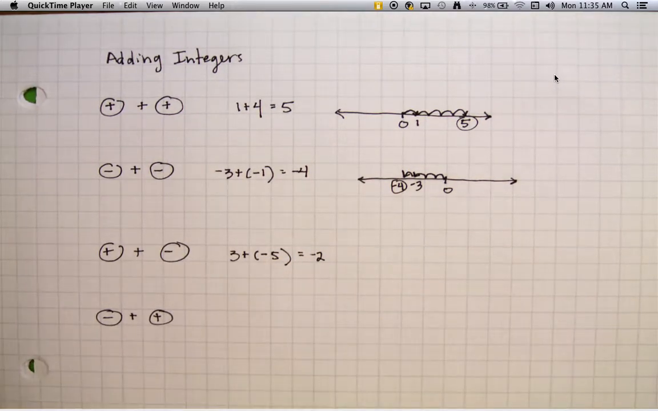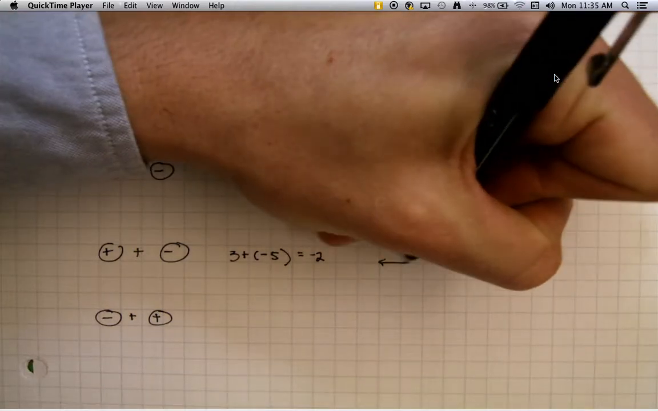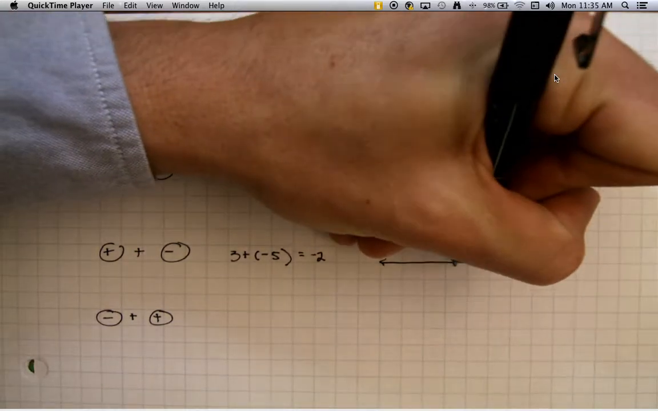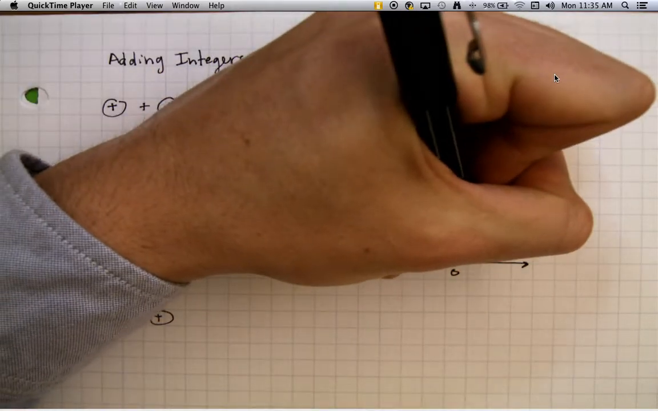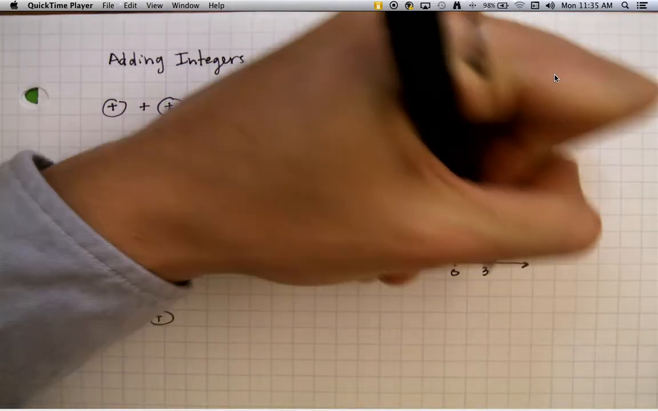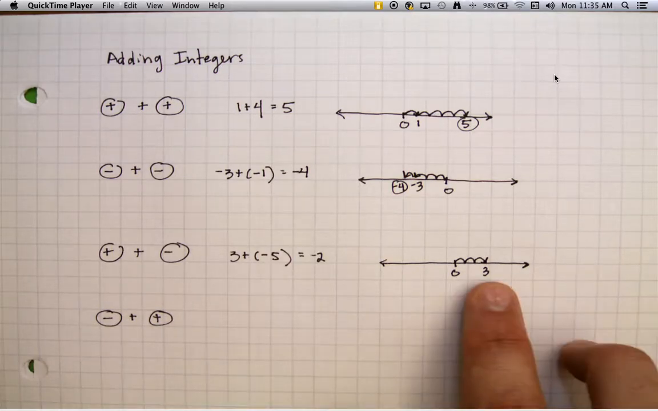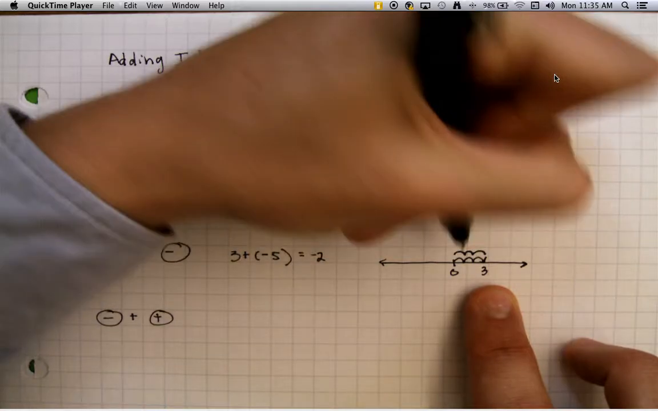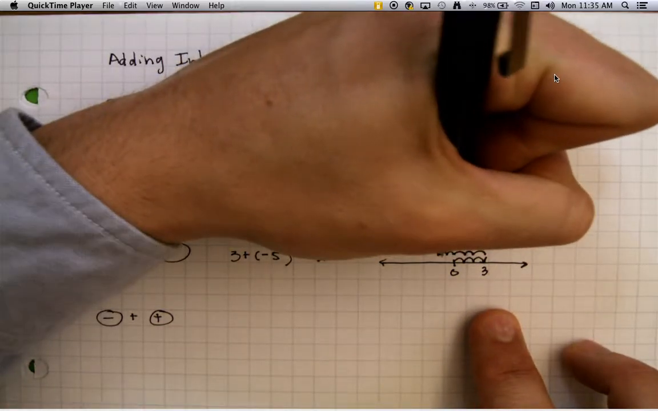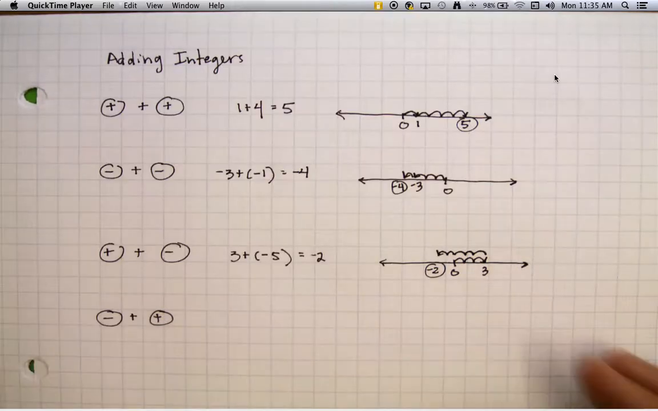If we want to picture that on a number line, what this problem is telling me to do, start at 0, jump 3 spaces in the positive direction. It's going to take me to +3. From 3, I'm going to jump 5 spaces in the negative direction. So that's going to take me back to 0 and then 2 more spaces to the left, which is -2.